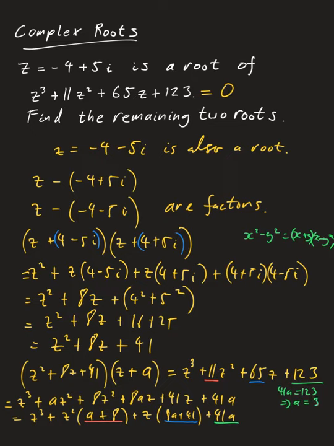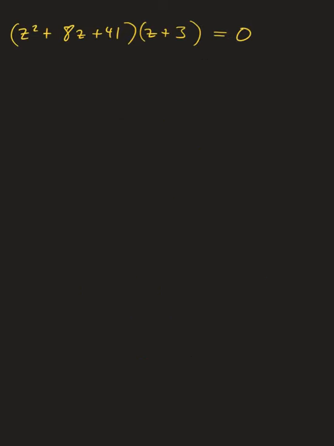And you can see that that works with the other one as well. a plus 8 equals 11. Well, that works for 3. 8 times a plus 41 must be equal to 65. That works too. So a equals 3 works. So now I can write down my factorized polynomial on the next page. So there it is with my a put in.